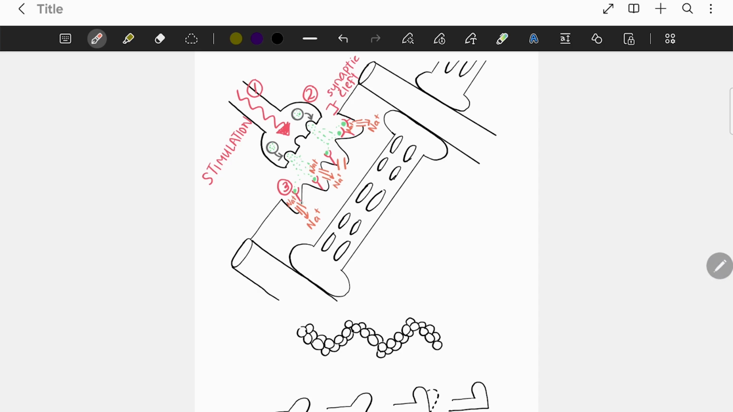The binding of acetylcholine causes the opening of sodium channels in the motor end plate. And when those sodium channels open and the sodium ions enter, that creates an action potential that spreads across the sarcolemma of the muscle fiber. Okay, so that's number 5.